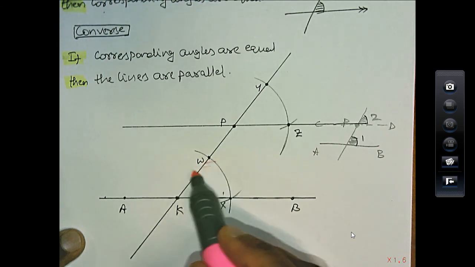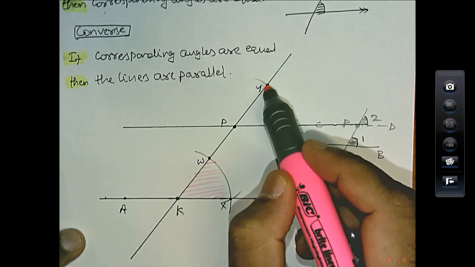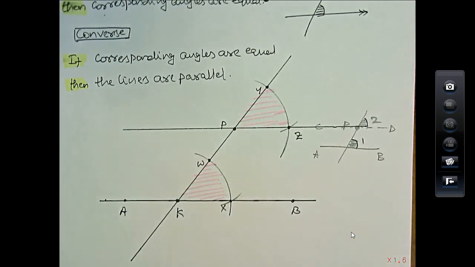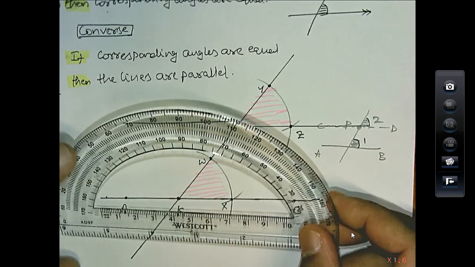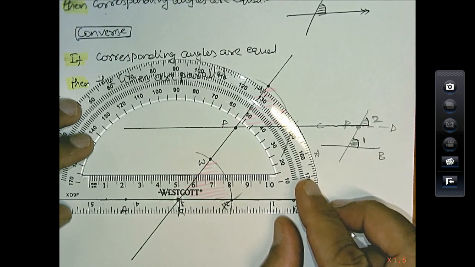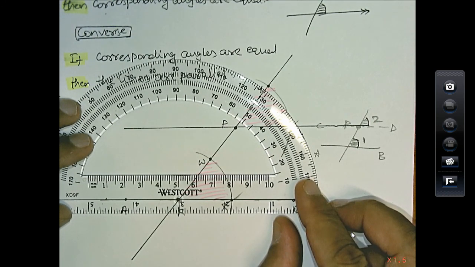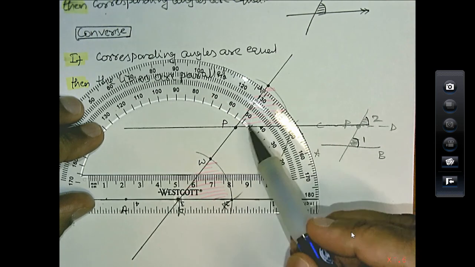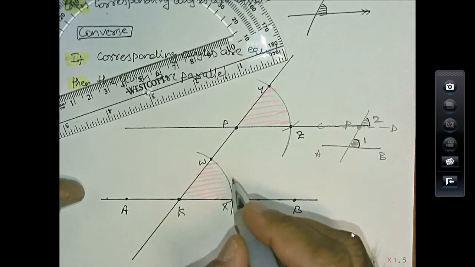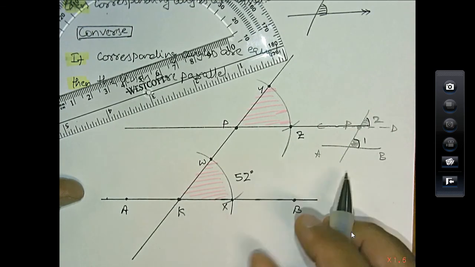All of us know that these are corresponding angles, right? These are corresponding angles. So let me take my protractor, and let me measure what is the angle. You can see that it is a little over 50, could be 51 or 52. Let me take it as 52 degrees, approx. Okay. So this is 52 degrees.